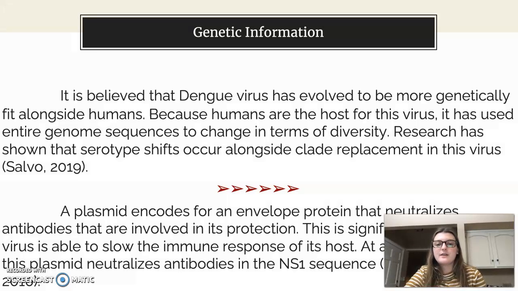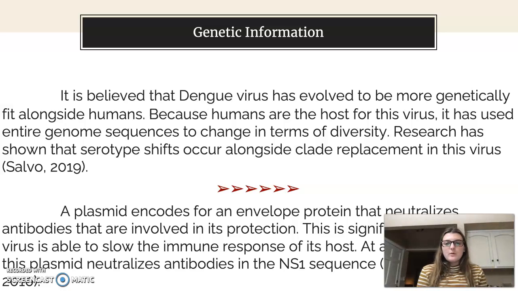Now for the genetic information. It's believed that humans and dengue virus have evolved alongside each other. Because humans are the host, it has used our entire genome sequence to change in terms of diversity. And research has shown us that serotype shifts occur alongside clade replacement.